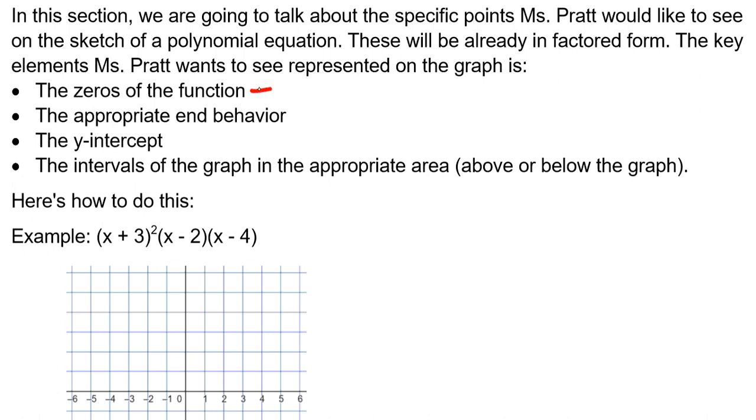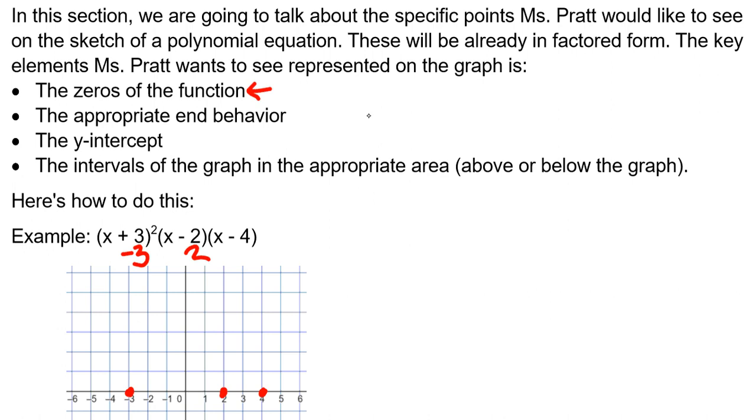I want to be able to see the zeros of the function. So again, remembering to find the zeros, all you do is you change the sign of what's in the parentheses. So if we were to set this equal to 0, we'd have to subtract 3 from both sides, which is why we'd have a 0 at -3. Changing the sign of -2 would become +2. So right there is another one of our zeros. And changing the sign of -4 would be +4.